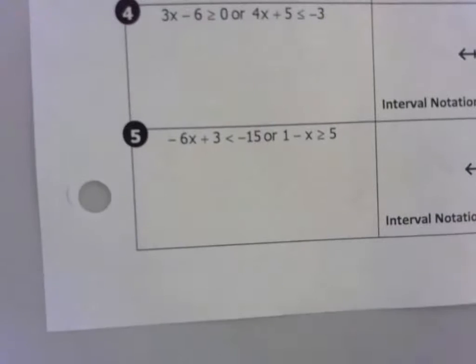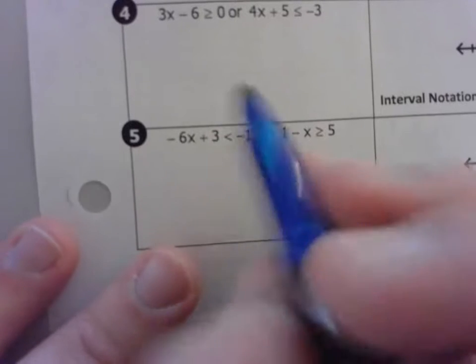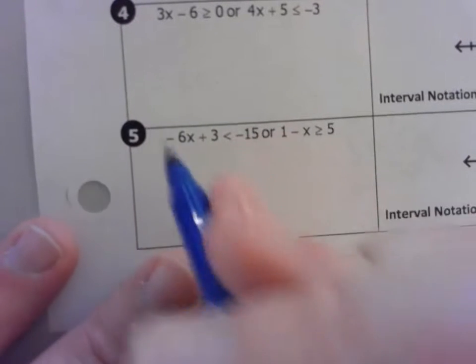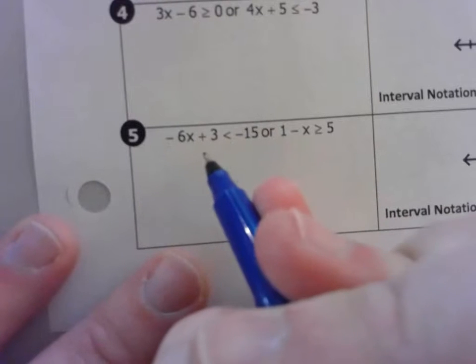If I look at 5, this is OR. This is a compound inequality because there are 2 of them. Do not make compound inequalities harder than they are. It's just 2 inequalities put together. And let's solve each one of these. So if I look on the left, Nick, number 5, the inequality on the left, what do I do first to solve this one?